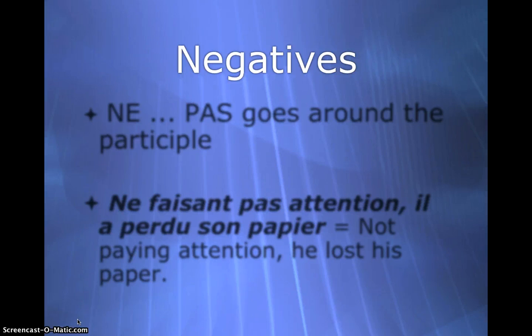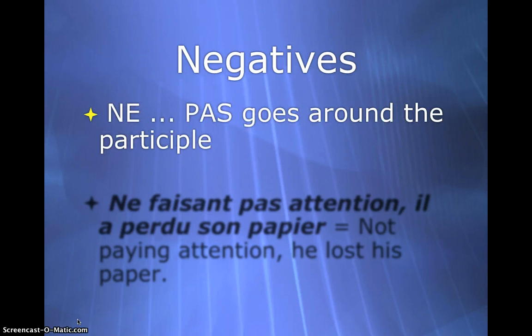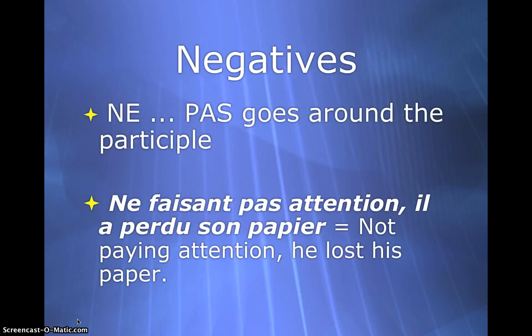Okay, you can make a participle negative. Since it is a verb form, we can put the ne pas right around the participle. So voilà un exemple. Ne faisant pas attention, il a perdu son papier. Not paying attention, he lost his paper.